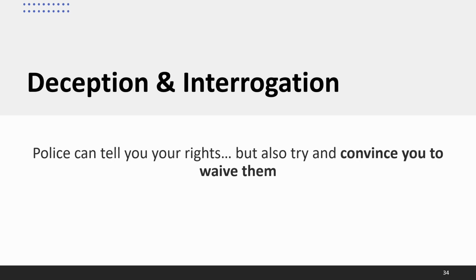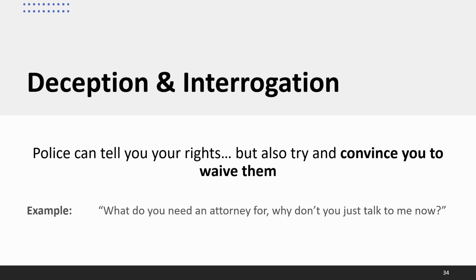Secondly, police can tell you your rights, but they're allowed to convince you to waive them. So during the interrogation process, they can convince you to not need those rights. They might say, "What do you need an attorney for? Why don't you just talk to me now? It's going to be easier if you talk to me now. If you talk to me, we're going to go easier on you. It's going to look better for you if you talk to us." They might say things to convince you to waive your rights.